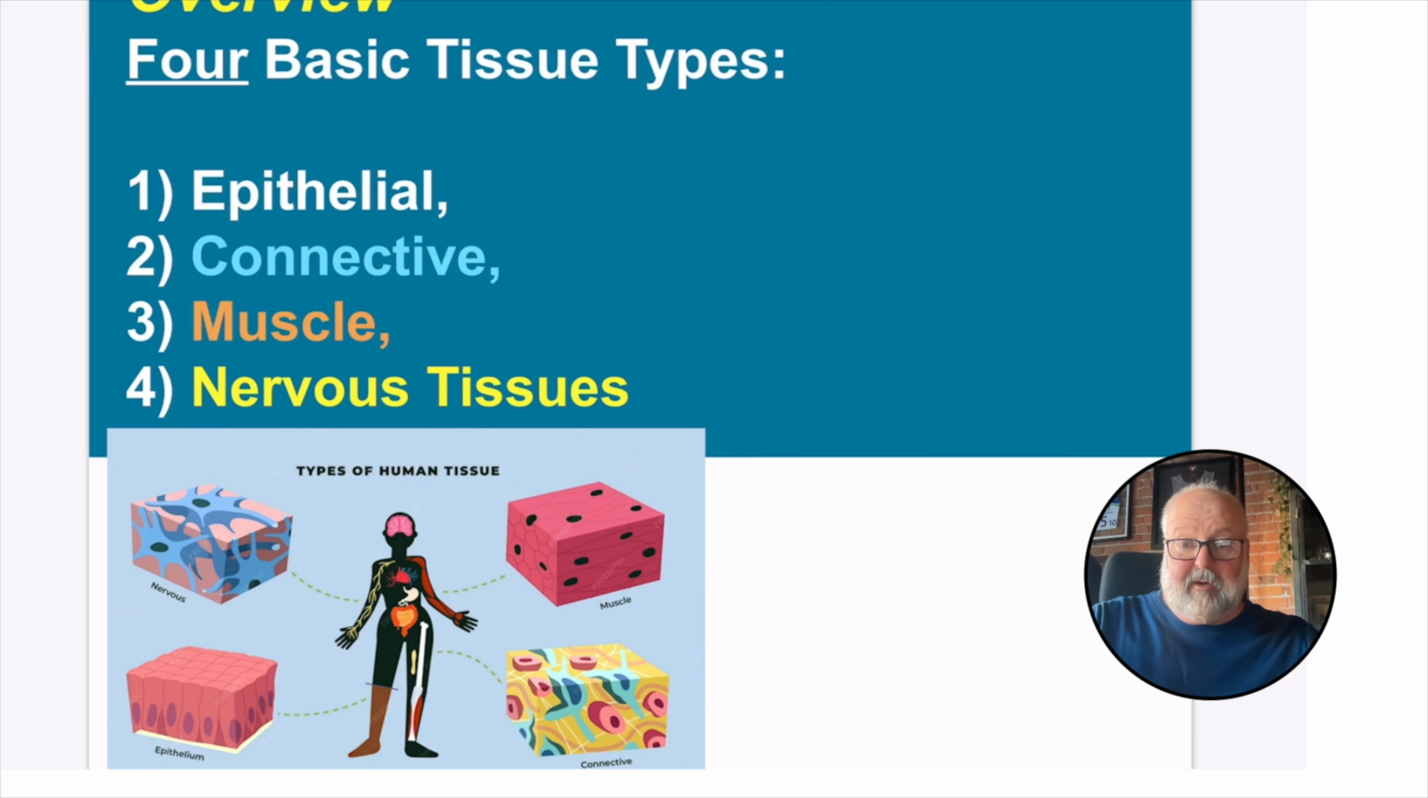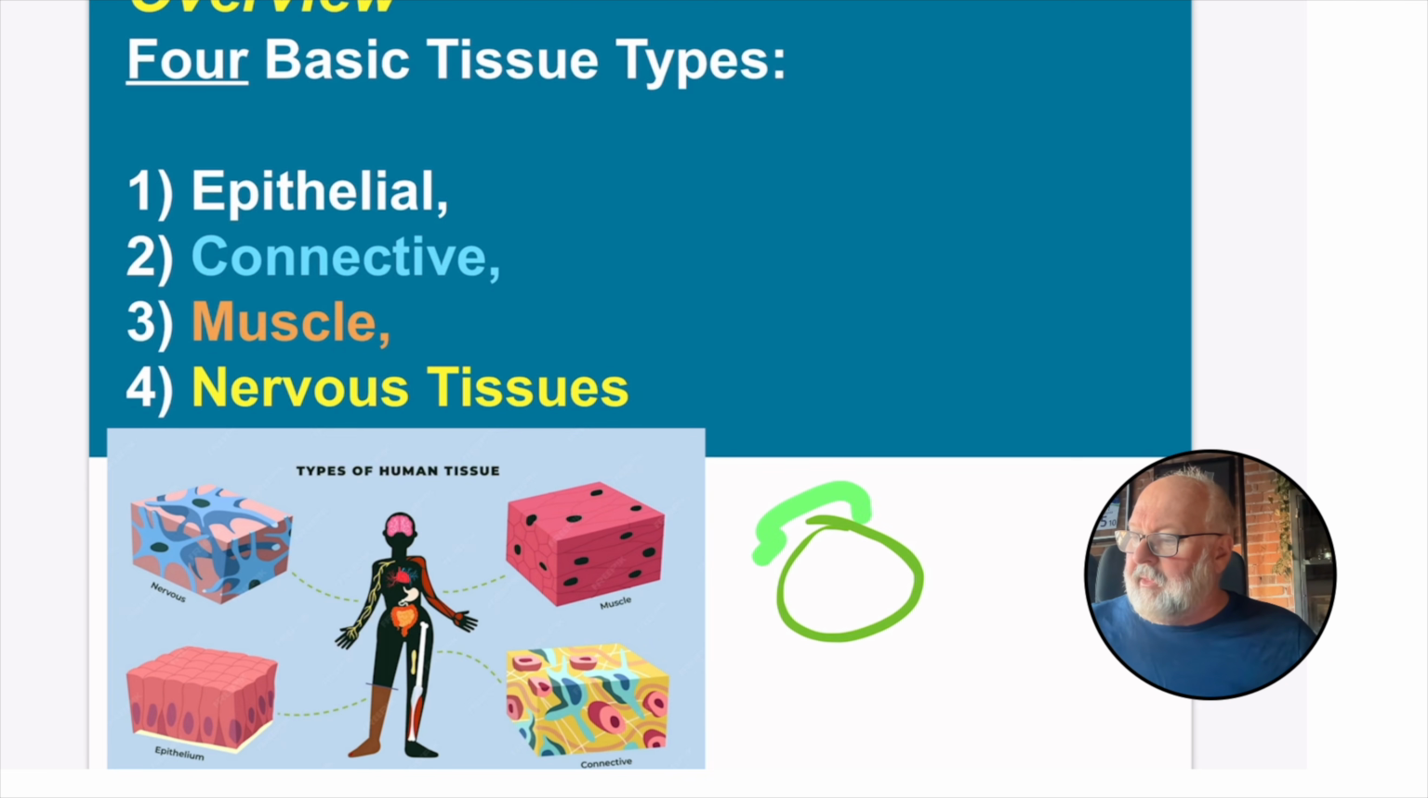Or are they loosely spread apart? Now, what is matrix? I think you have an idea what cells are. Matrix is all the stuff on the outside of a cell. So if we had a cell, the matrix would be all the stuff on the outside and between the cells. And what's in the matrix?